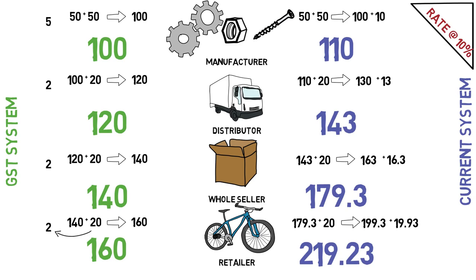So if the prices are compared, the product is 59.23 rupees cheaper in the GST system than in the current system. Let's look at GST in detail.